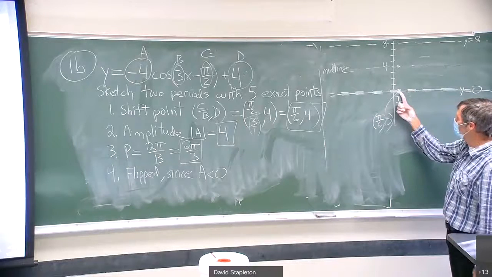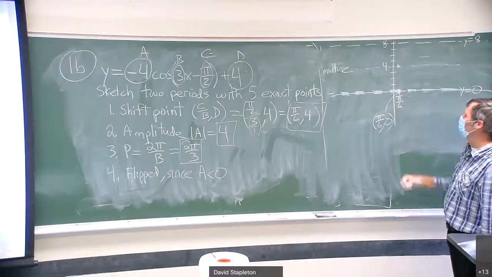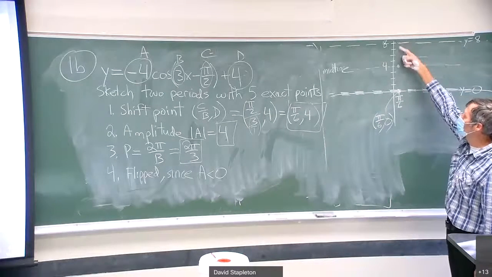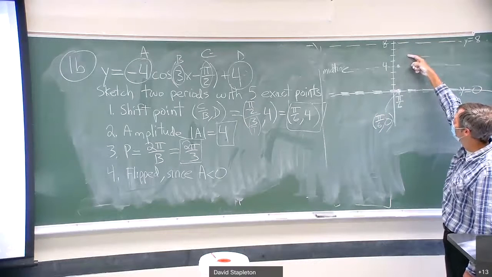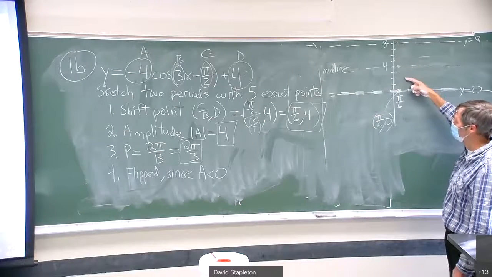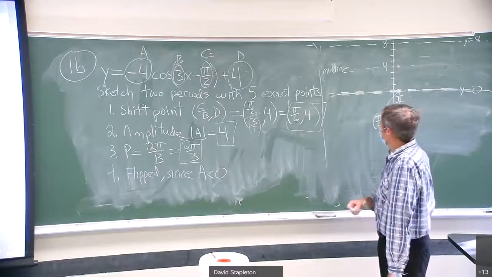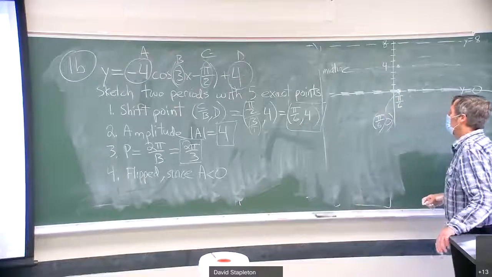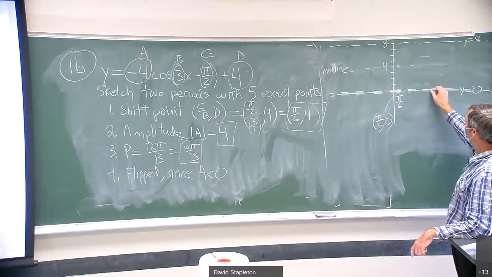So on the bottom guideline, directly below the shift point is where you start a flipped cosine. Start at the top if it's an unflipped cosine, start at the shift point if it's a sine, going up this way if it's not flipped, going down this way for the sine if it is flipped. All right. So now I'll start that. Now I'll put in the period is 2 pi over 3. I'll go out to about here.